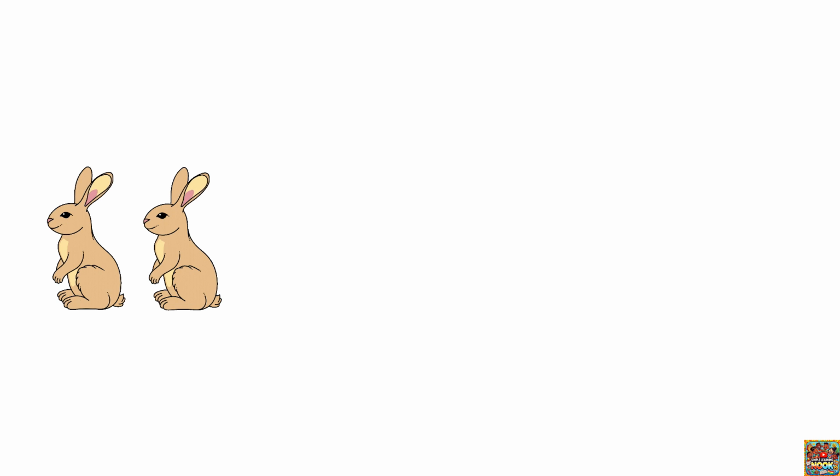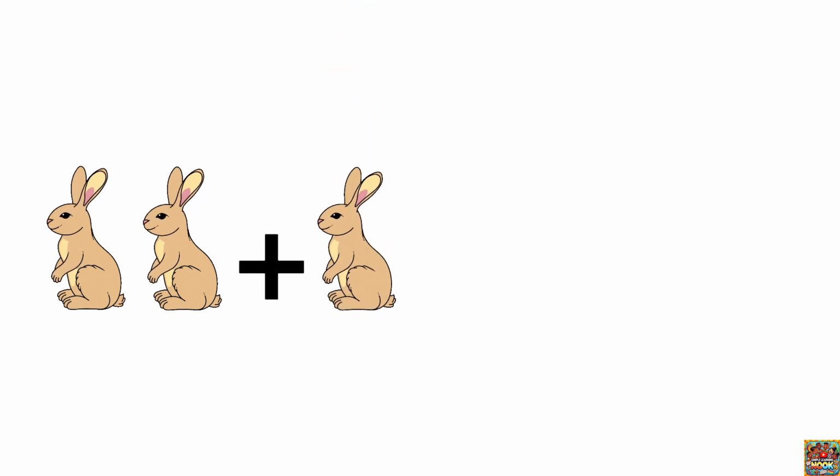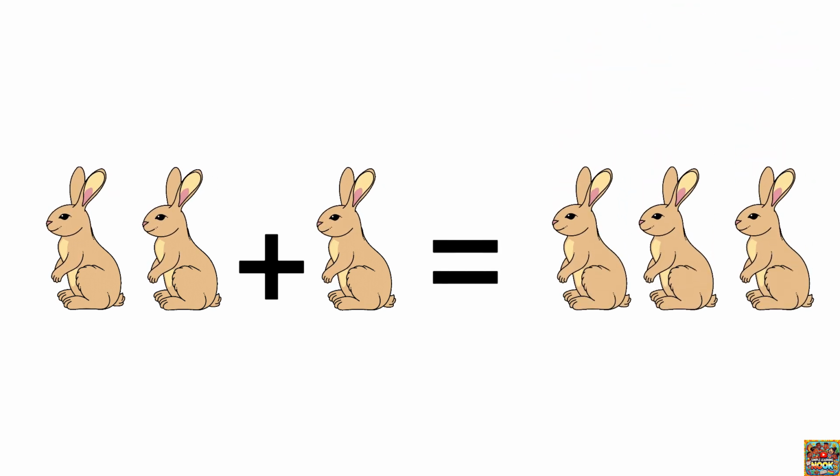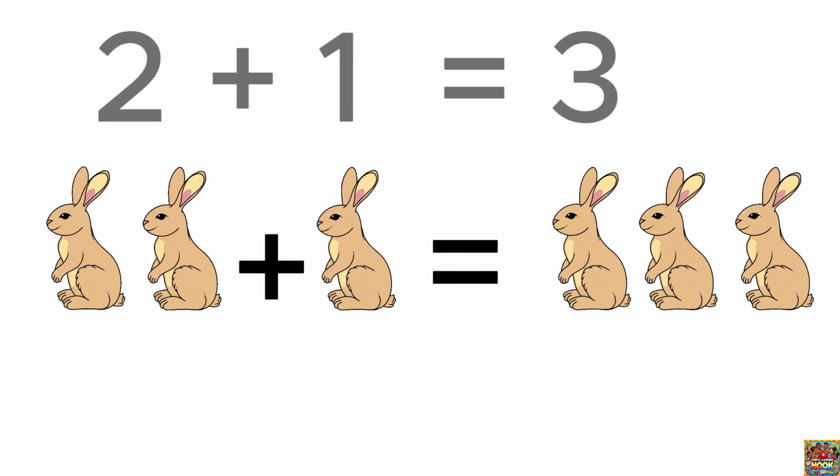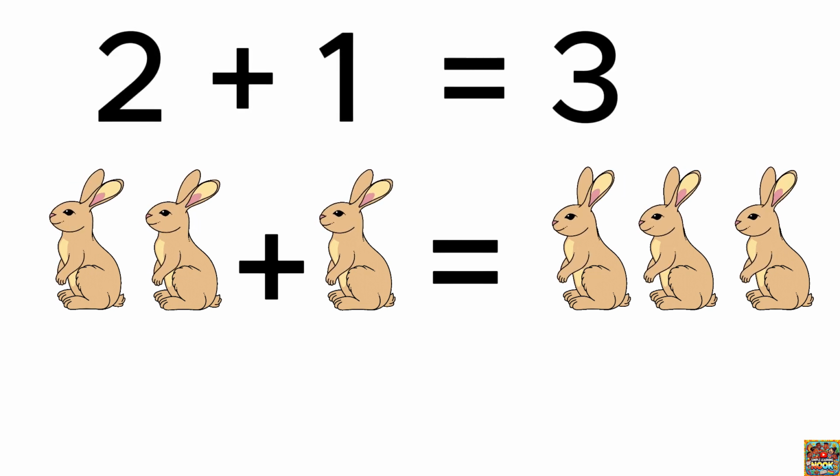Now we have 2 rabbits. Let's add another rabbit. 2 rabbits plus 1 rabbit equals 3 rabbits. This means 2 plus 1 equals 3.